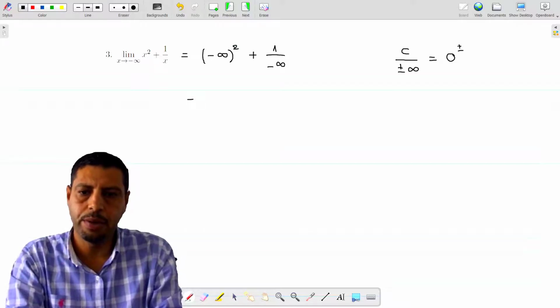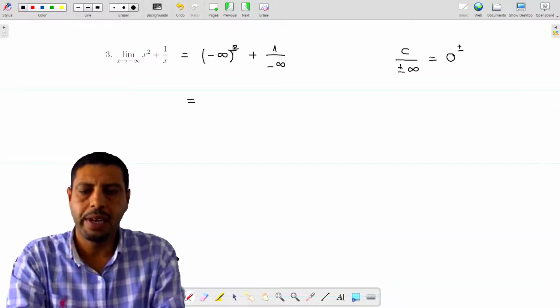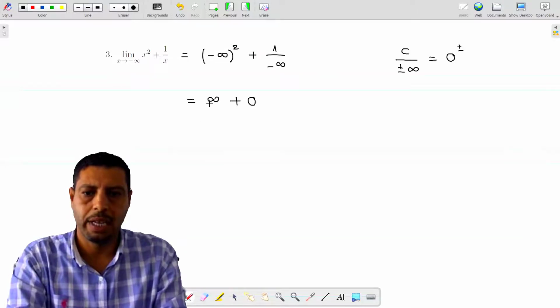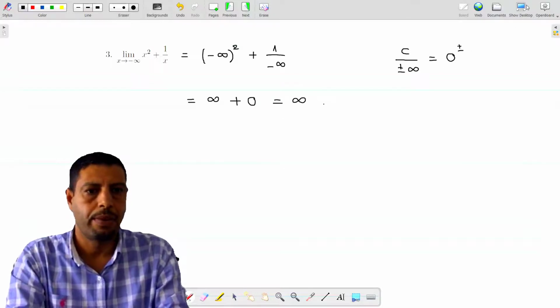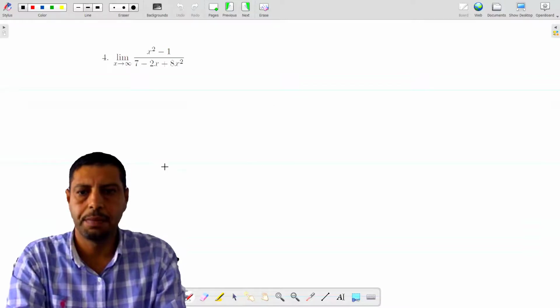So let's compute. Negative infinity squared is infinity. A big number squared will give a big number, and the minus sign is cancelled with this square. So it's infinity plus, and we said that a constant over infinity is 0. So it's infinity plus 0, and infinity plus 0 gives infinity. Now, let's move to the next one.